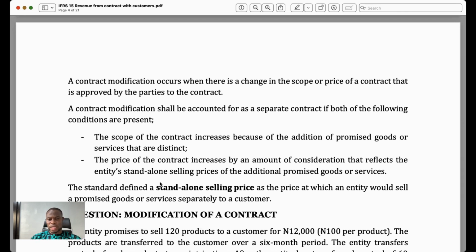Okay, so they define standalone selling price as the price at which an entity would sell a promised good or service separately to a customer. Okay, so that's the idea. Note this down, because they can ask you to explain it in the exam. It's just the price you will sell an additional good or a promised good or service separately to a customer. It's just the price you sell it.